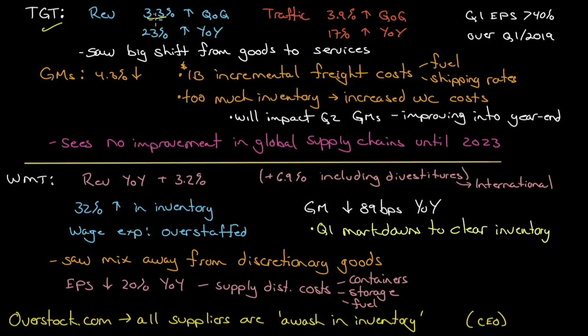Revenues quarter over quarter up 3.3%. Year over year 23%. Same quarter year over year up 23%. That's incredible. Traffic quarter over quarter up 3.9%, up 17% year over year, which again is pretty good. This does not sound like a consumer pulling back. This is consistent with what we saw with retail sales, is that it is outpacing the price increase based on what consumers are buying. Q1 EPS is up 40% over the same period in 2019.